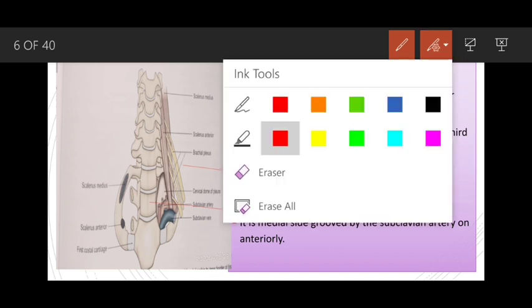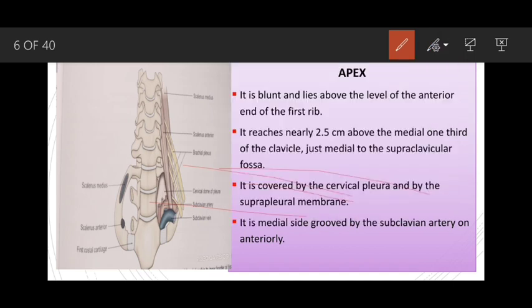So this part, which occupies 2.5 cm above the medial one-third of the clavicle, just medial to the supraclavicular fossa, and anterior to the first rib, is known as the apex. This apex is covered with the cervical pleura and the suprapleural membrane. On its medial side there is a groove, the subclavian groove.